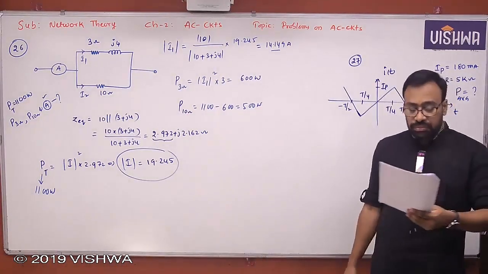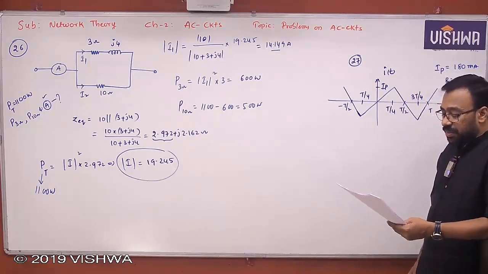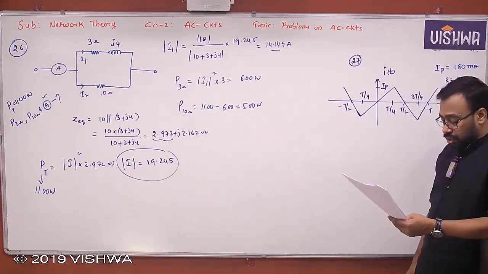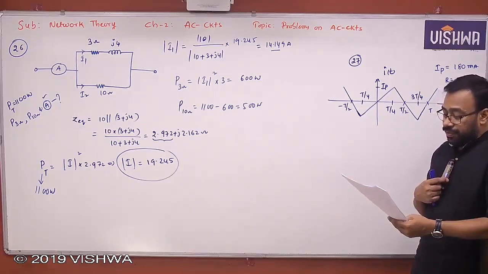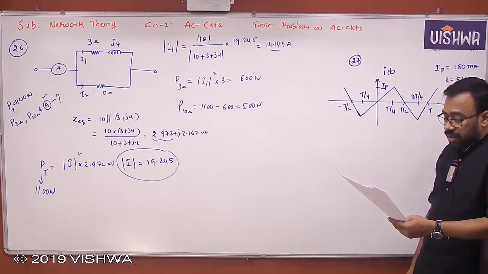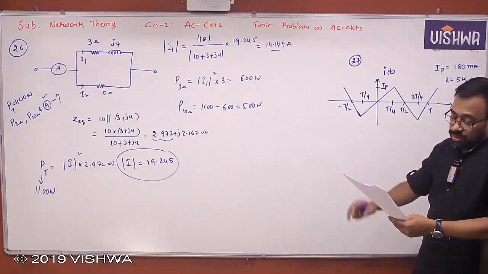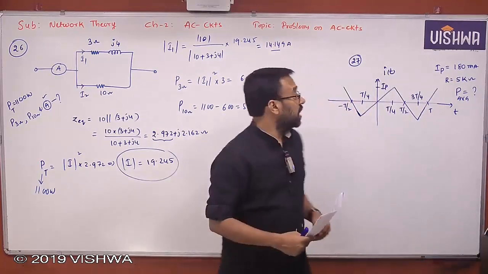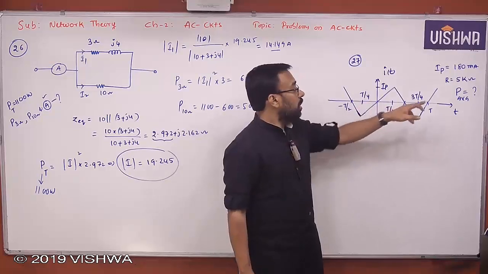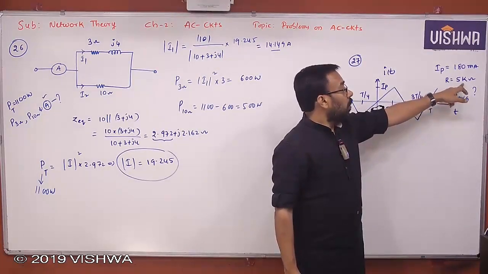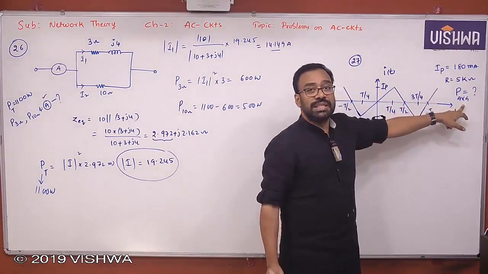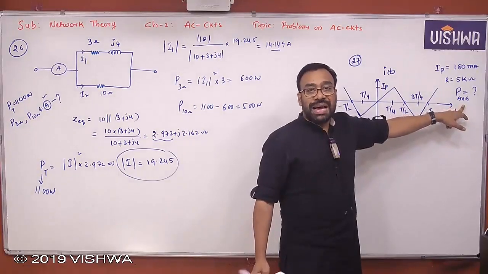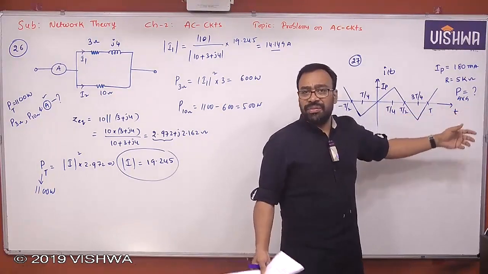27th problem. The periodic triangular current, let me read it. The periodic triangular current shown in the figure has the peak value of 180 milliampere. Find the average power that this current delivers to a 5 kilo ohm resistor. Suppose this current is sent through a 5 kilo ohm resistor, what is the average power consumed by the resistor, is what is being asked. Average power, active power, real power, everything is the same, right?